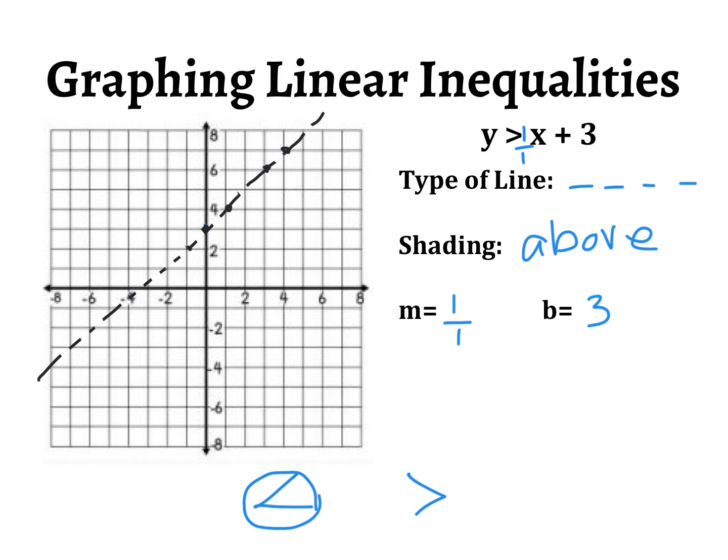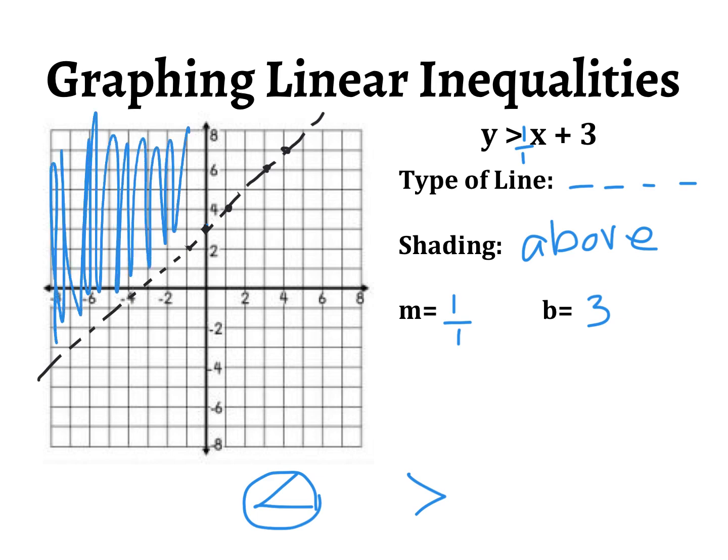Now, we said we were going to be shading above the line. This is what it's going to look like. Any point above the line will be part of the solution. So we shade above. Anything in the shaded region will count as part of the solution, except anything on the line because the line is dotted. Since the line is dotted, it will not count. It'll have to be anything greater than that amount.